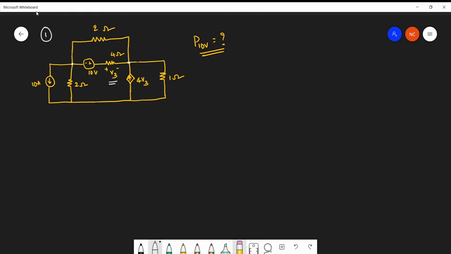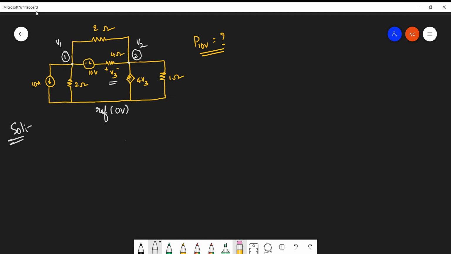Okay, so first, in order to solve this problem, we need to assume the nodes. Let me erase this part. This is the first node, this is the second node, and the bottom line is our reference. The reference voltage is always 0 volts. And let us assume the node voltages are V1, V2.